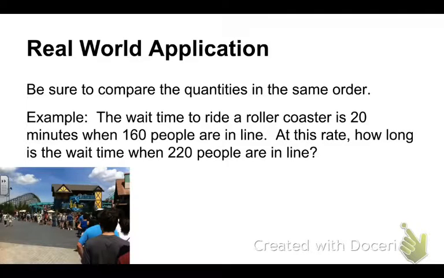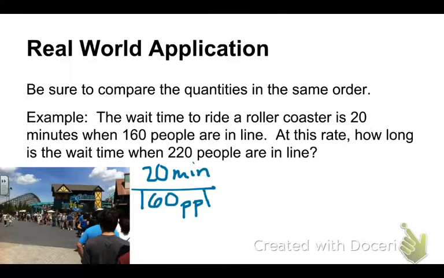So go to your first sentence and write the first thing you see. You see 20 minutes for 160 people. At this rate, how long is the wait time when 220 people are in line? So at this rate is saying if this stays true, if this stays constant, if this stays equal. There's my equal sign. So how long is the wait time when 220 people are in line?